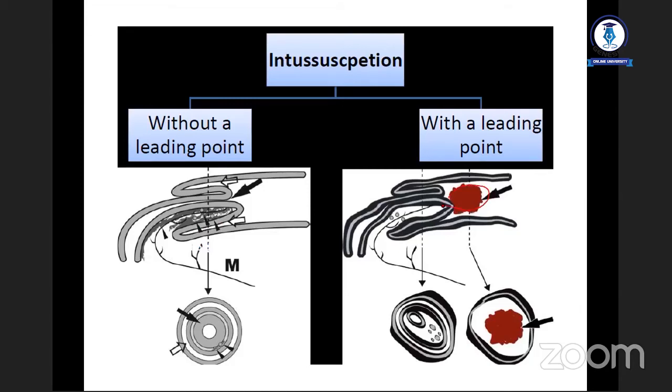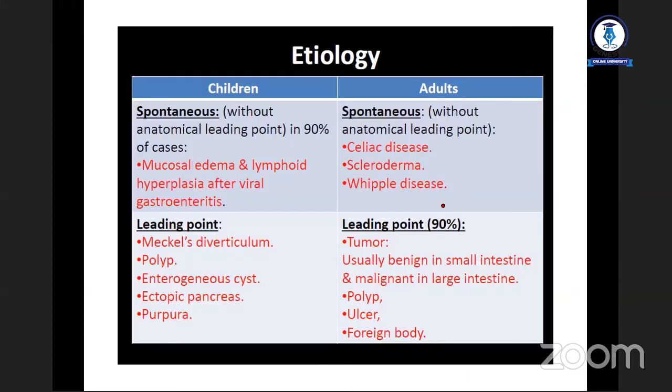Lead point means there is a pathology, for example, a polyp. Usually lead points are present, but they can also be absent at times. So what are the etiologies? Actually it happens commonly in children, not in adults. Spontaneous, that means without any lead point. What happens? Mucosal edema, lymphoid hyperplasia after viral gastroenteritis. You know, there are Peyer's patches in the small intestine.